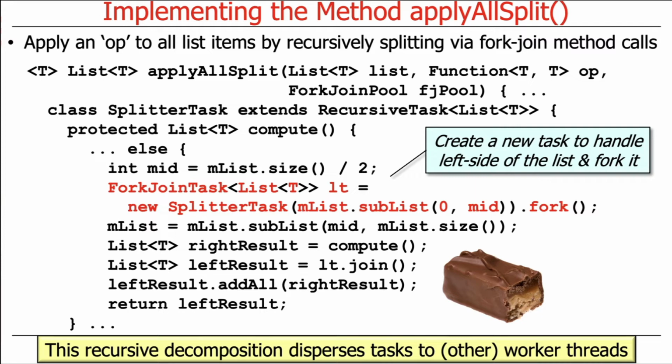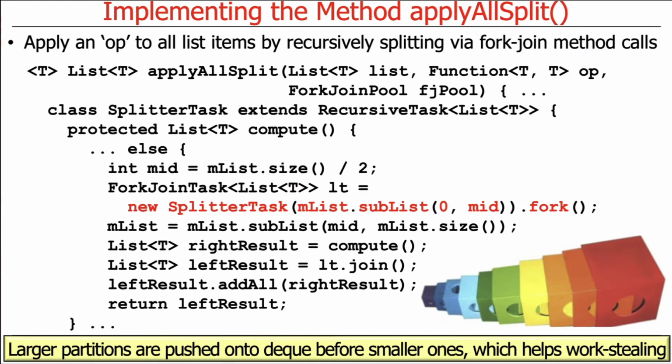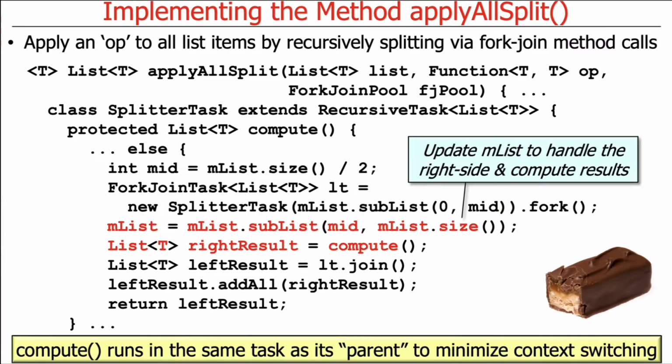Remember, fork doesn't actually cause things to run. It just arranges to run it by putting it into the deck of the calling thread. If you think about this, larger partitions are pushed onto the deck before the smaller ones, which helps with work stealing, because you're always stealing bigger things, which is what you want. We then go ahead and make another list. Actually, we reinitialize mlist to be the current mlist from mid to the end of the list.